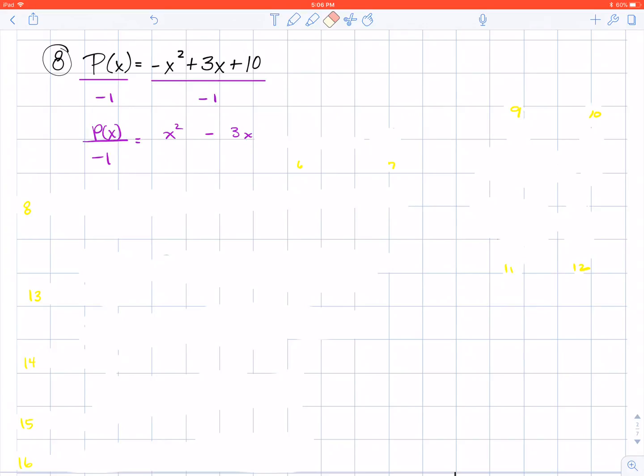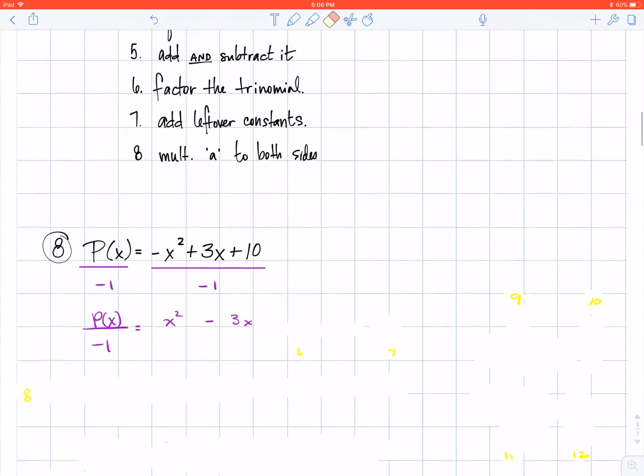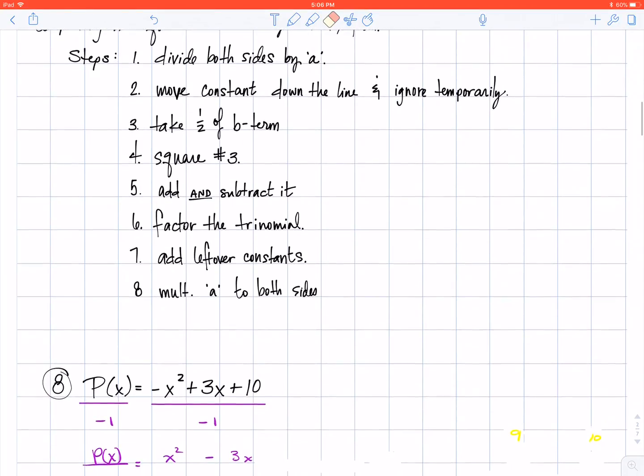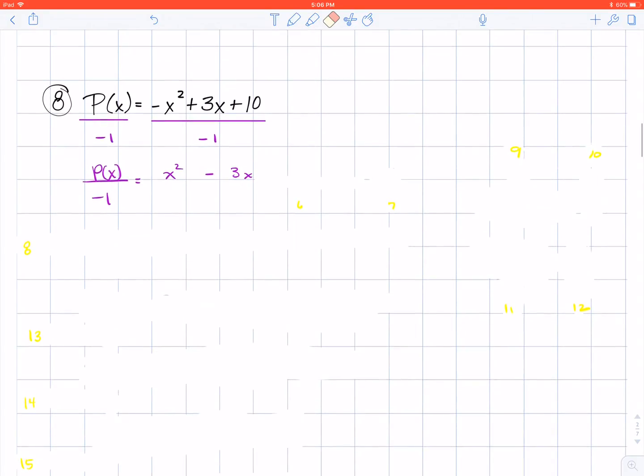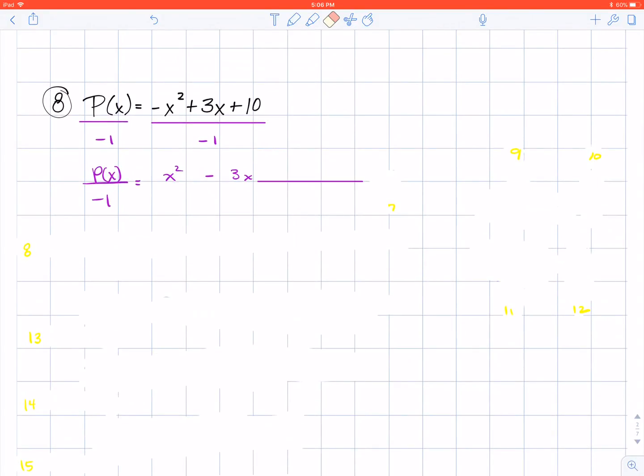Now, before I finish out with the 10, I'd like to direct your attention up to number 2. And number 2 on your list says that you should move the constant down the line and ignore it temporarily. I'm going to do that here. So I'm just leaving a space, a blank, that will bump my constant down the line. So take your positive 10, divide by negative 1, and it's now a negative 10. There's really not a lot of math involved other than just dividing everything by negative 1 on this step.